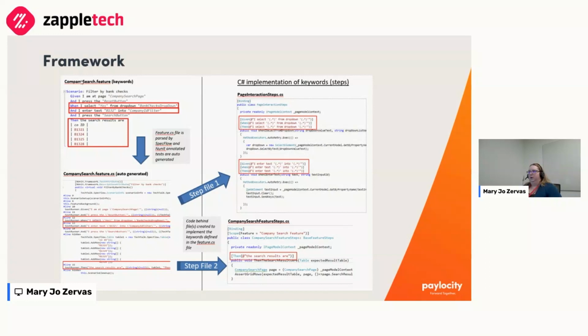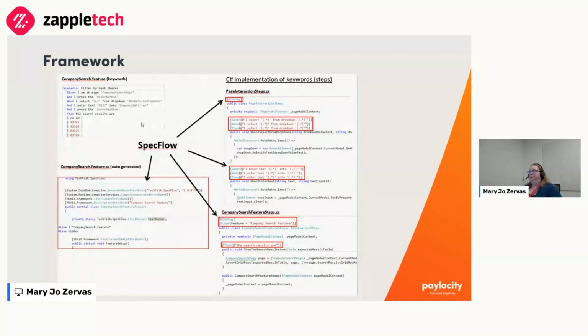So this part here in the top left and this here on the right are the 2 pieces that you, as an implementer of a SpecFlow framework, would be writing. You'd be writing this feature file and these keyword definitions and interactions here. Then this on the bottom right is what is auto-generated by the SpecFlow framework itself, and that is essentially linking these two things together. So let me go to the next slide and show you that a bit more.